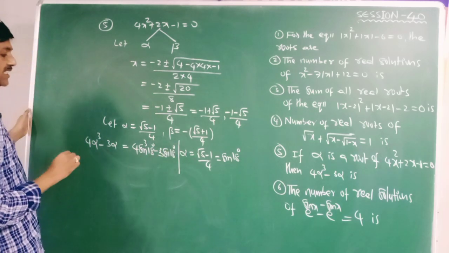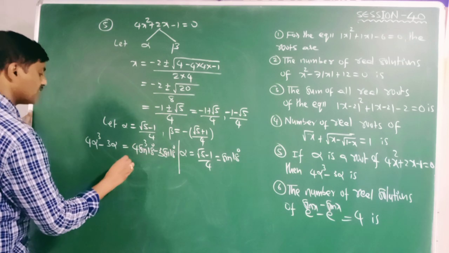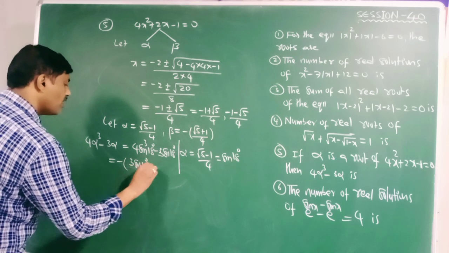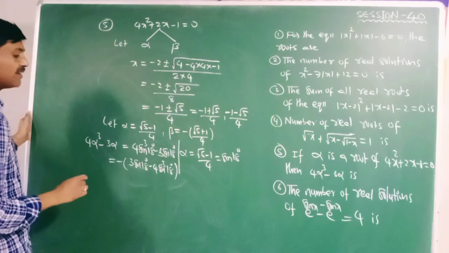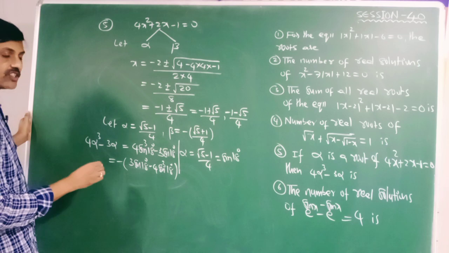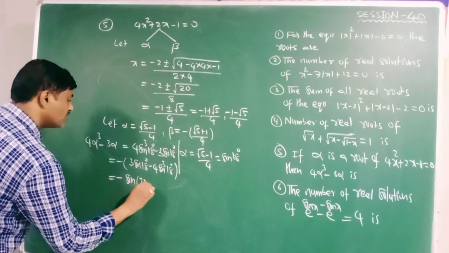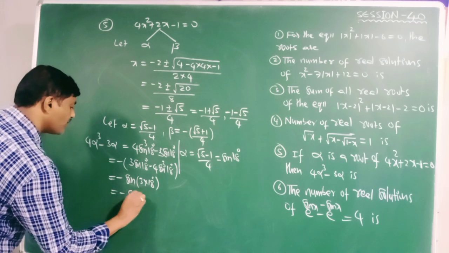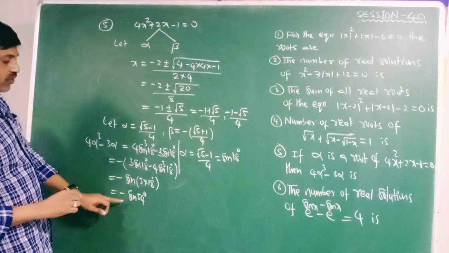What is this? 4 sine cube theta minus 3 sine theta. Just take minus common. This is minus of 3 sine theta minus 4 sine cube theta. What is this formula? You know very well, multiple angles. 3 sine theta minus 4 sine cube theta is sine 3 theta, so minus sine 3 theta. 3 into 18 degrees, this is equal to minus sine 54 degrees.